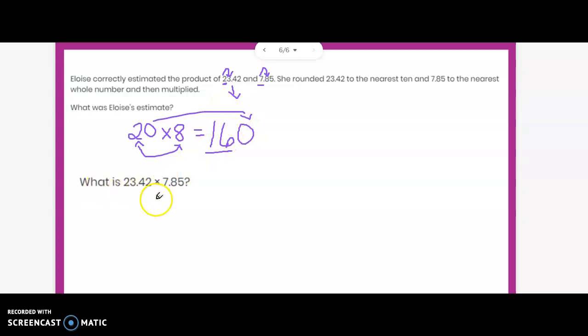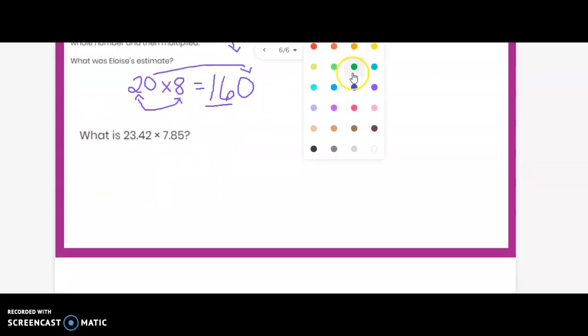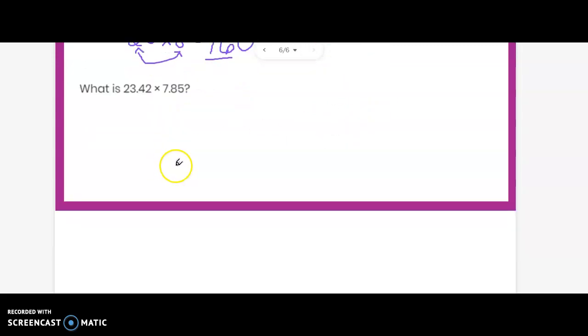Now down here, it wants us to find the actual real answer, so the exact answer, I should say. So let's go ahead and set this problem up, 23 and 42 hundredths. You guys know that when you're multiplying decimals, we set it up just like a regular multiplication problem, and we ignore the decimals at first. Okay, we're going to ignore the decimals and carry on with the multiplication.